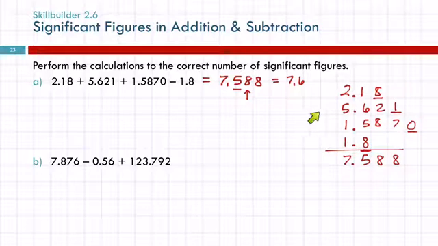And then I'm going to go from left to right and look at the columns. There's no underlined digits here. This column has an underlined digit. That's where my answer is going to cut off. So I'm going to draw a vertical line after the first column that has an uncertain digit in it. And that digit in the answer is going to be uncertain, and so that's why we round to 7.6.